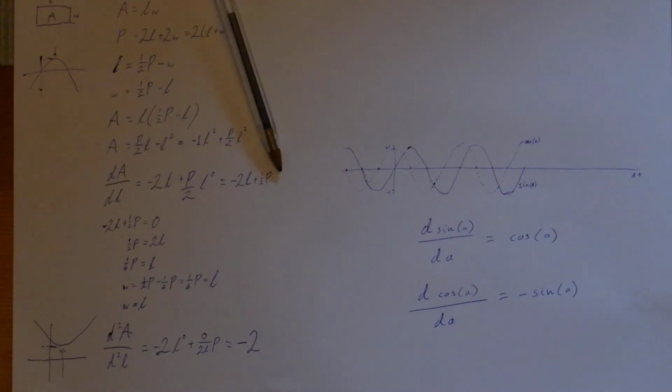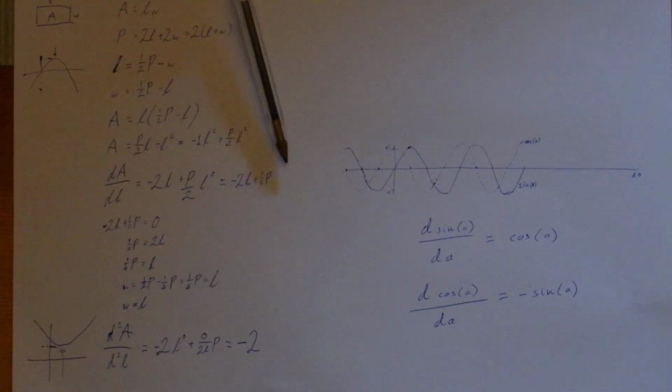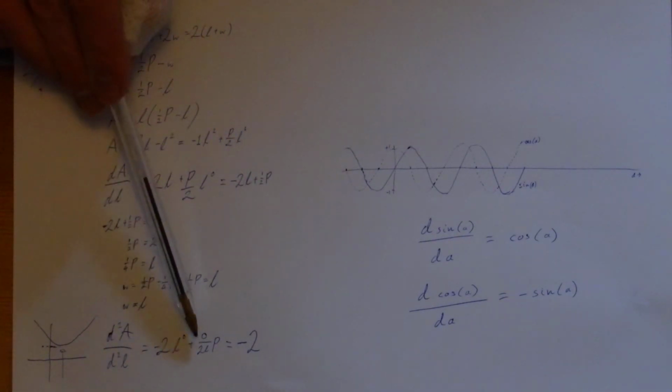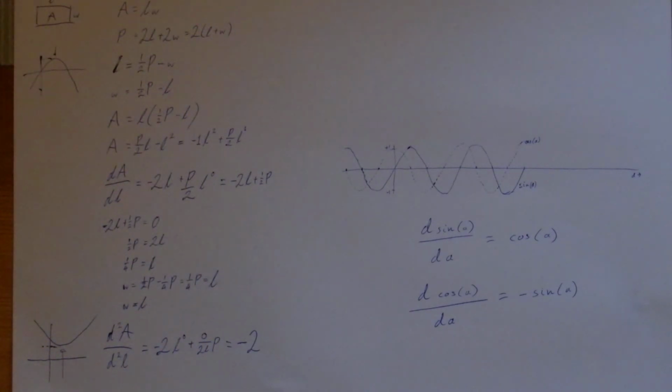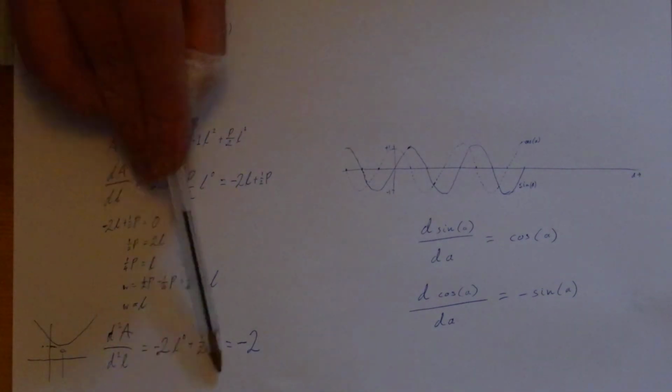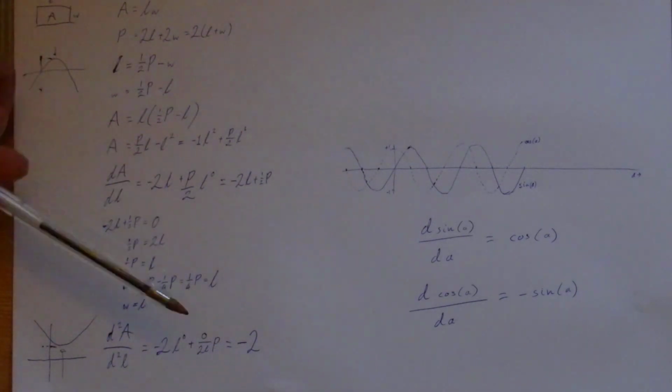Plus a half p L to the 0 becomes plus half p times 0 L to the minus 1. Half p times 0 is of course 0p over 2, or 0 L to the minus 1, 1 over L. So it's 0p over 2L, which is 0. So all of that is just minus 2. A negative number, therefore the gradient is decreasing, therefore it's a maximum.